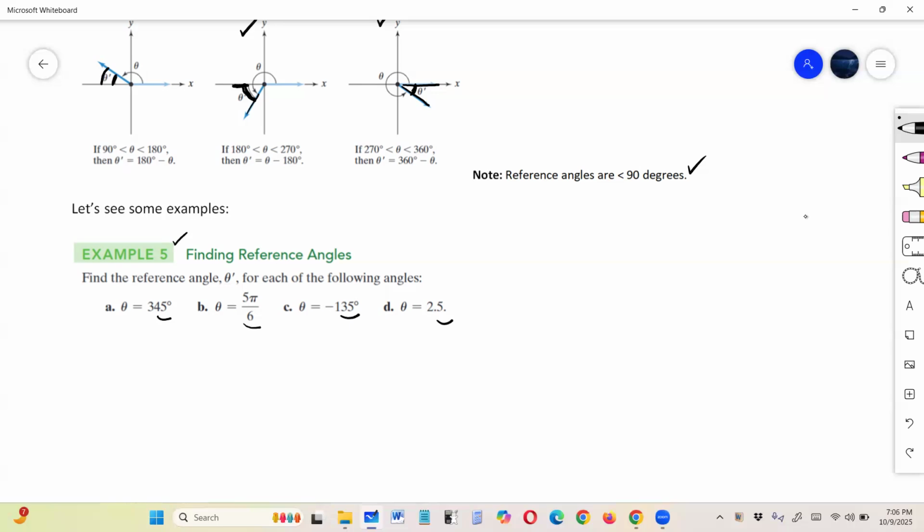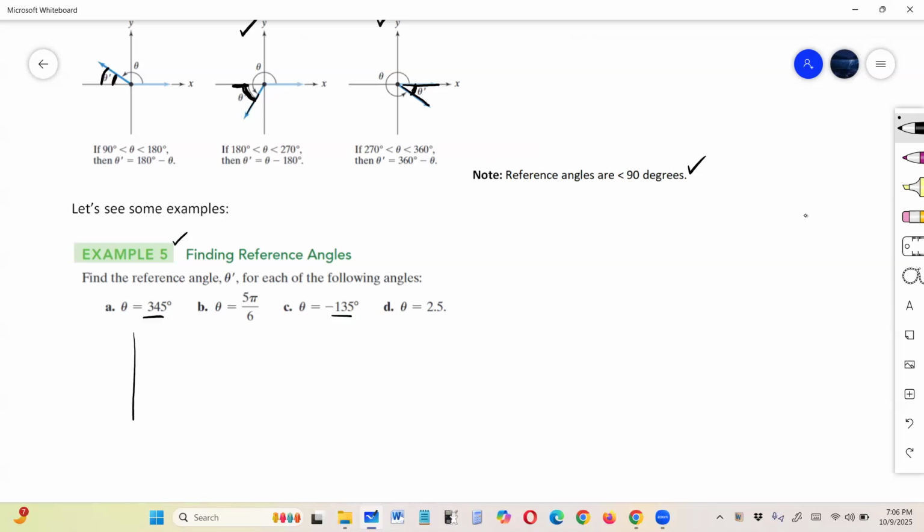Now, your book is somewhat incorrect because it's giving you this angle, but it's not telling you that this is in radians. So we have to let you know that this is in radians, otherwise we don't know. Okay, so we'll do first the two in degrees, and then the two in radians. So 345 degrees. How do we find the reference angle?